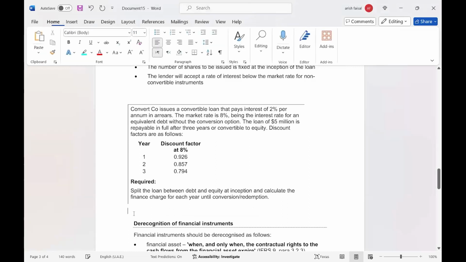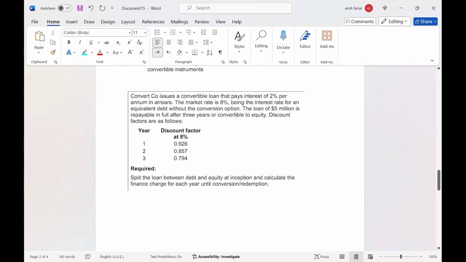So now here we have a question over here. So we'll try to solve this question, and it will explain how you are supposed to record the convertible bond, the convertible loan note, and subsequently also. In this case, the company has issued a convertible loan, so they are the one who needs the money. They have issued a convertible loan that pays interest of 2% per annum in arrears. So basically they are getting 2% interest only, which is very low because the market rate is at 8%, being the interest rate for an equivalent debt without the conversion option.